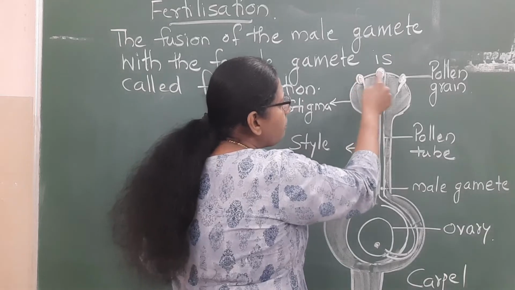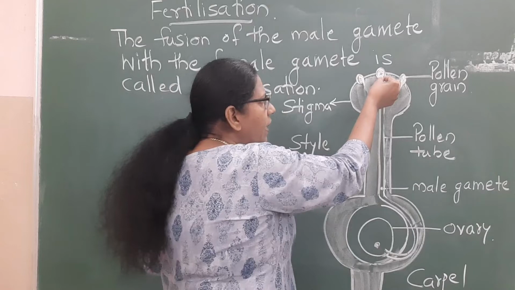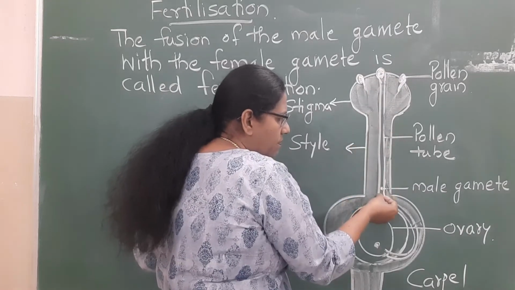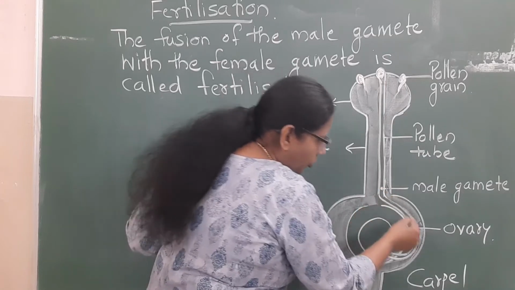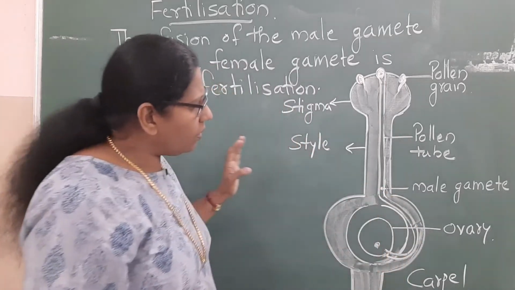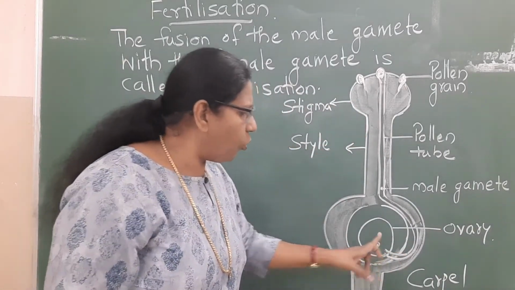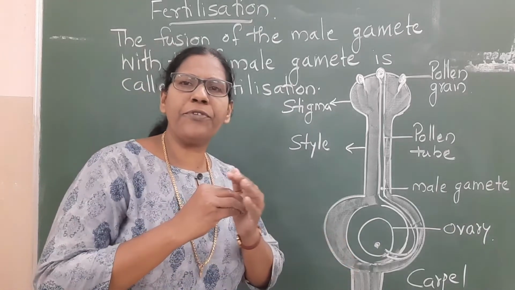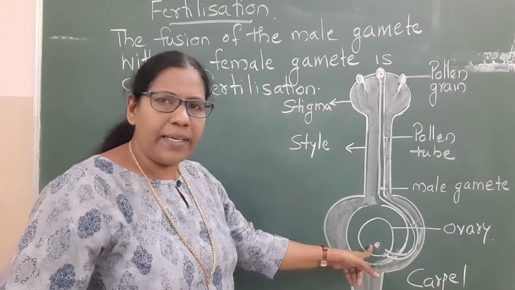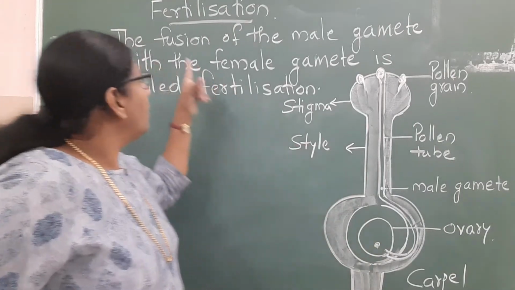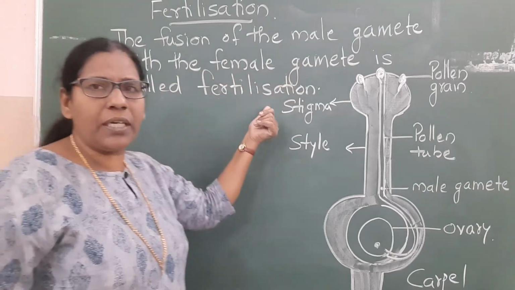Now these are pollen grains. These pollen grains start germinating in the stigma and a tube grows downwards. This tube carries the male gamete to the ovary. The male gamete comes to the ovary. In the ovary, this male gamete fuses with the female gamete and fertilization takes place. The fusion of the male gamete with the female gamete is called fertilization.